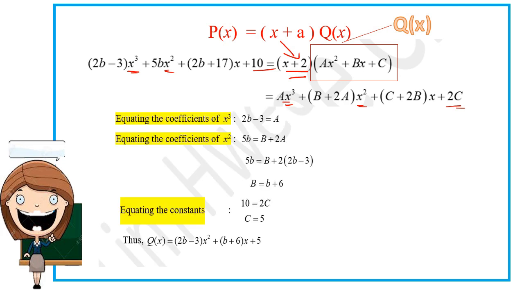So 2b minus 3 is equivalent to a. And then the coefficient of x squared, 5b equal to b plus 2a. And we will get the value of b in terms of b plus 6. And finally, we compare the constant, 2c equivalent to 10, so we get c as 5. And we rewrite q(x) as 2b minus 3 x squared plus b plus 6 x plus 5. So we show the expression.